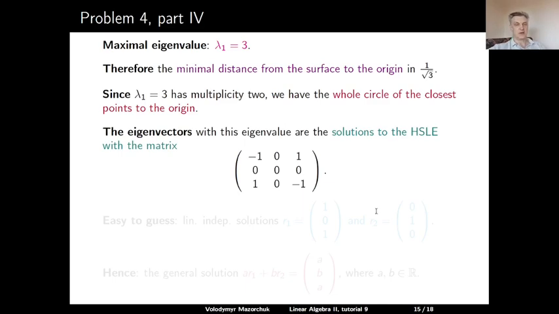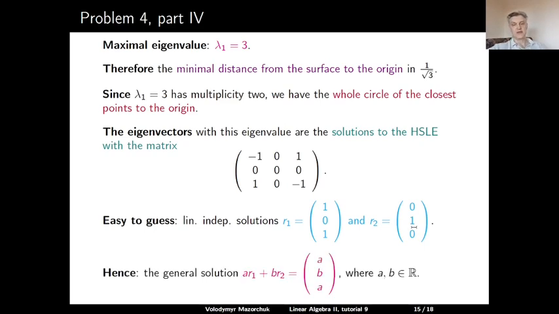We take the matrix of our curve, we subtract 3 on the main diagonal, and we get the matrix (-1, 0, 1; 0, 0, 0; 1, 0, -1). And the eigenvectors are the solutions to the homogeneous system of linear equations with this matrix. It's easy to guess that we have two linearly independent solutions. R1 is (1, 0, 1), because -1 plus 1 is 0, it's 0 here, and 1 minus 1 is 0. And R2 is (0, 1, 0), because the second column is 0. So here are the two linearly independent solutions, and hence the general solution is just a linear combination of these two.